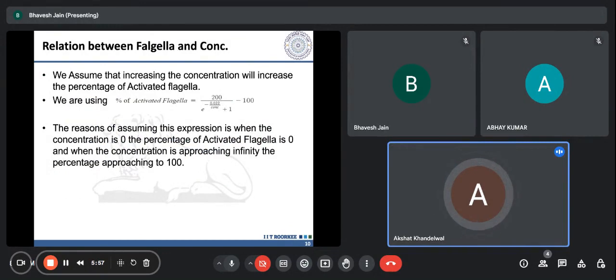So we will now discuss the relation between flagella and concentration. We assume that increasing the concentration will increase the percentage of activated flagella. We are using percentage of activated flagella equals 200 upon e to the power minus 0.022 upon concentration, plus 1, minus 100. The reason for assuming this expression is that when the concentration is 0, the percentage of activated flagella is 0, and when the concentration is approaching infinity, the percentage approaches 200.